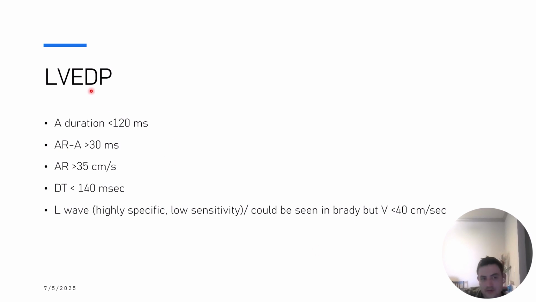You can also use all the parameters to see, oh, this is a high LVEDP. Remember, having high LVEDP doesn't equate to having increased LA pressure. You can have high LVEDP and normal left atrial pressure or wedge pressure, but these parameters can tell you. We already talked about diastolic deceleration time less than 140, atrial regurgitation more than 35 in the pulmonary vein, AR minus A duration more than 30, or A wave less than 120, or the L wave.